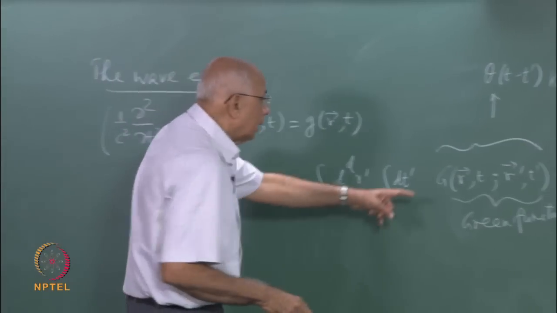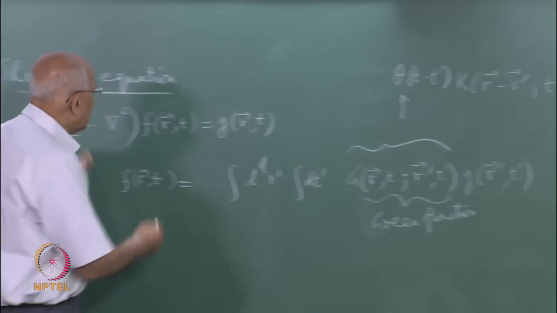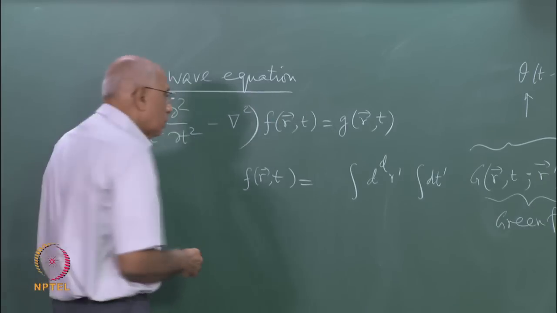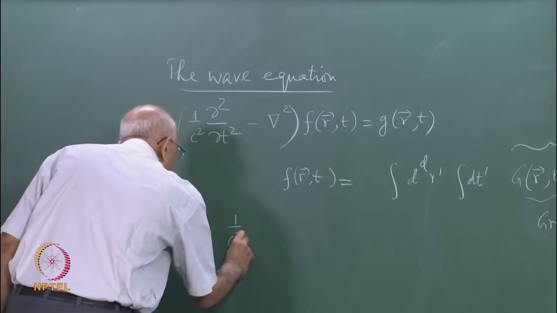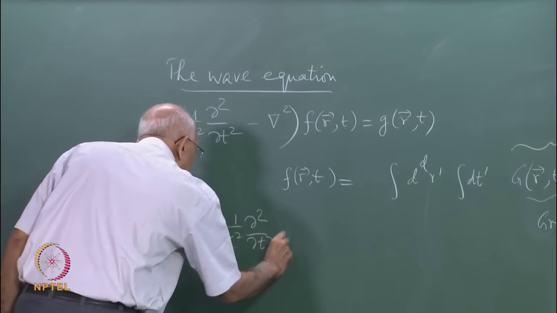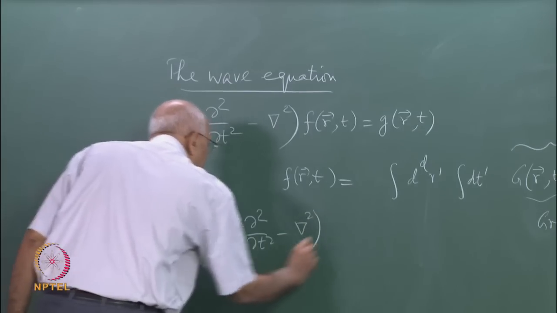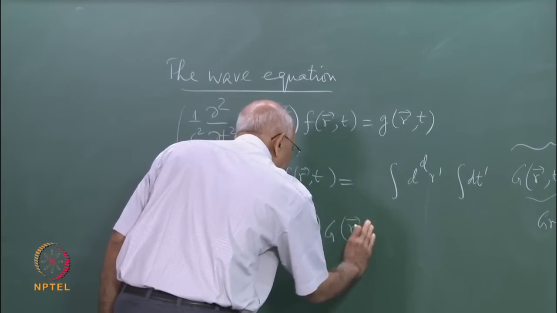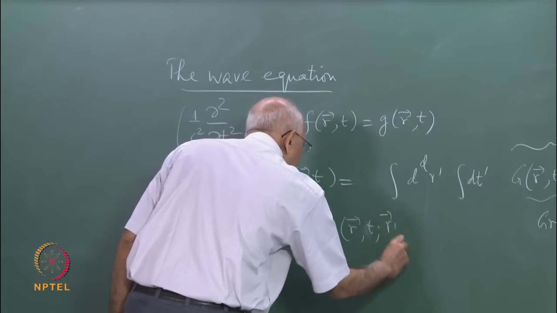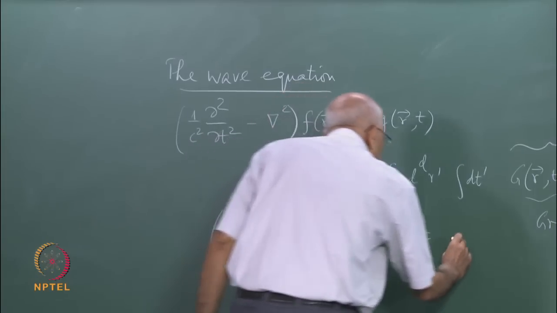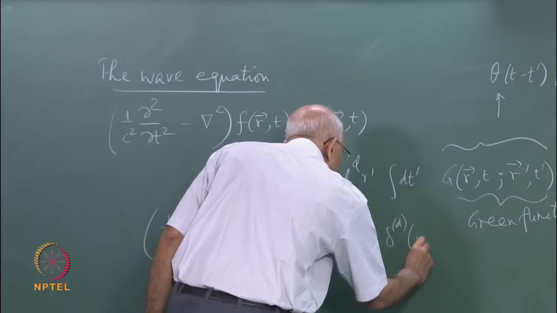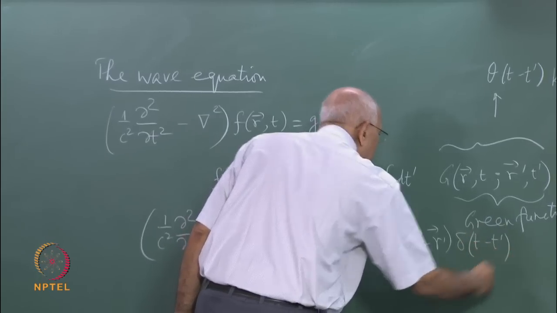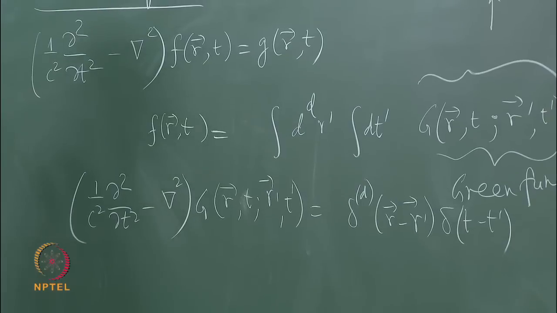Now as usual, the equation satisfied by g is precisely the same as this original differential equation with delta functions on the right hand side. So g satisfies 1 over c squared partial derivative with respect to time squared minus del squared g of r, t given r prime, t prime equal to a d dimensional delta function of r minus r prime and then delta of t minus t prime on this side, both in space and time.